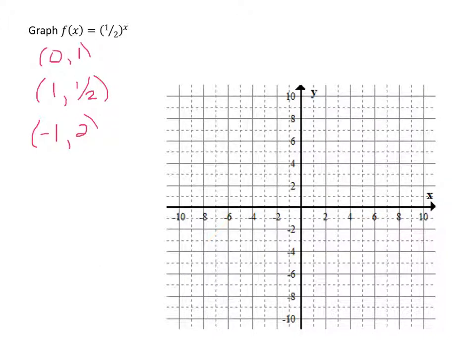So, general shape of my graph. So (0, 1) is here. (1, 1/2) is here. (-1, 2) is here. And then what I do is I sort of just sketch it. I am not looking for a perfect graph by any means.